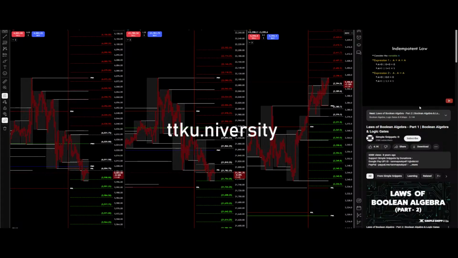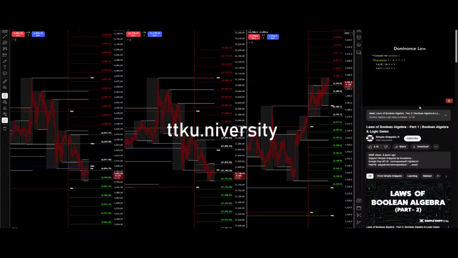Here's the expression 2. We have a and a equal to a. So when we have a equal to 0, we get the RHS as 0. And when we have a equal to 1, we again get the RHS as 1. So here are the truth tables for these two expressions. As you can see, the values of LHS and RHS are equal. So these expressions are justified. Now moving ahead to dominance law.